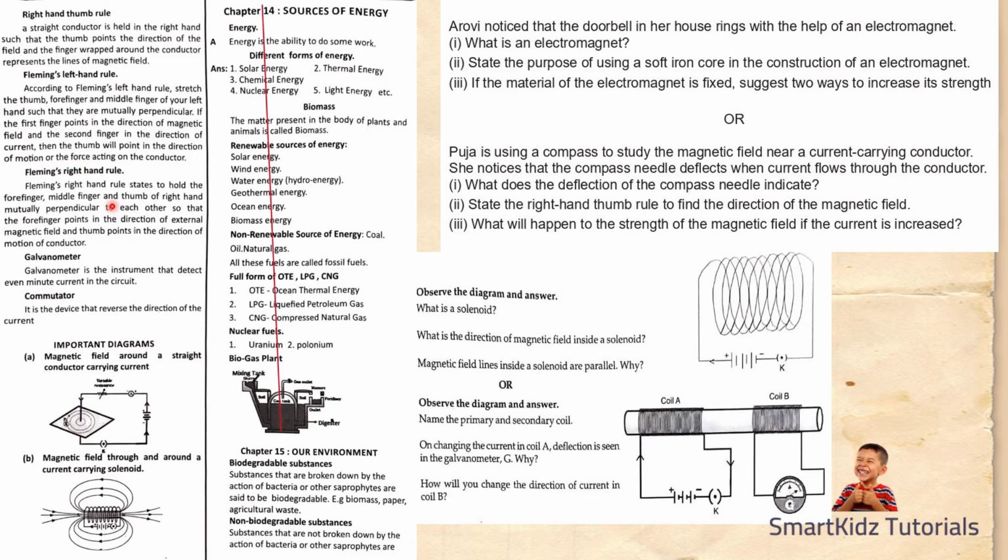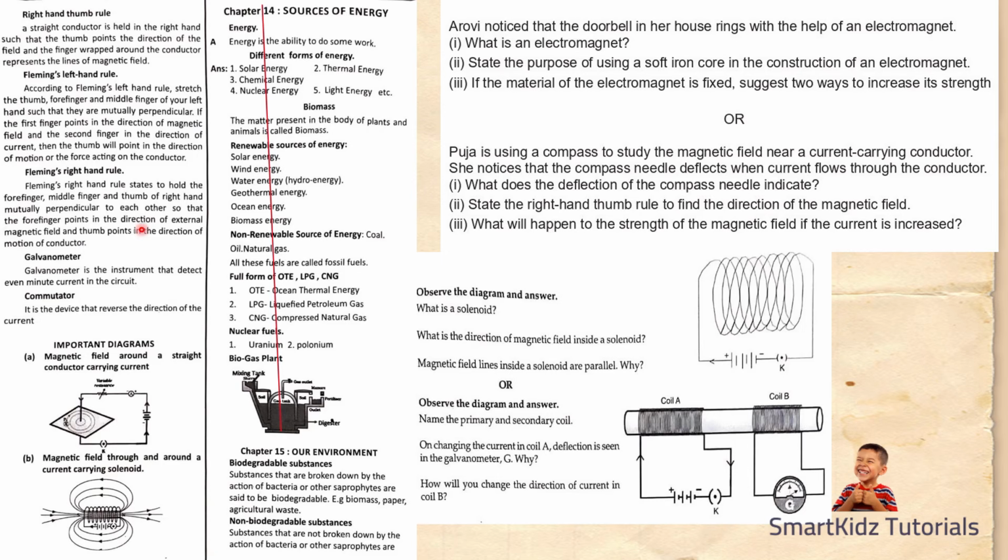Fleming's right hand rule states the forefinger, middle finger and thumb are mutually perpendicular to each other, such that the forefinger points in the direction of the external magnetic field, and the thumb points in the direction of the motion of the conductor. Okay, so you should know what Fleming's left hand rule is, and what Fleming's right hand rule is. Also the galvanometer, which is the instrument that detects even minute current in the circuit. So galvanometer is used for that.